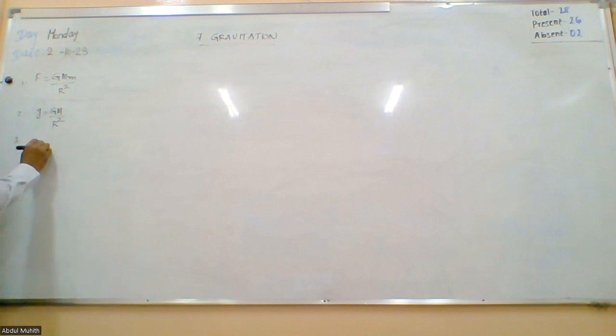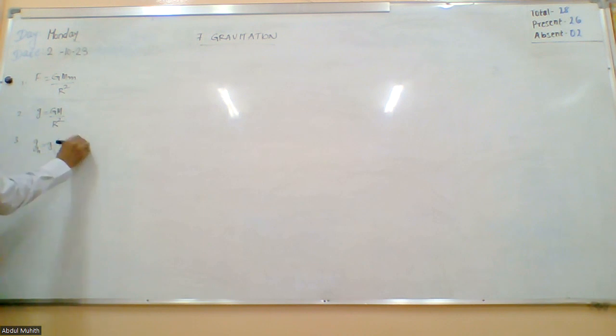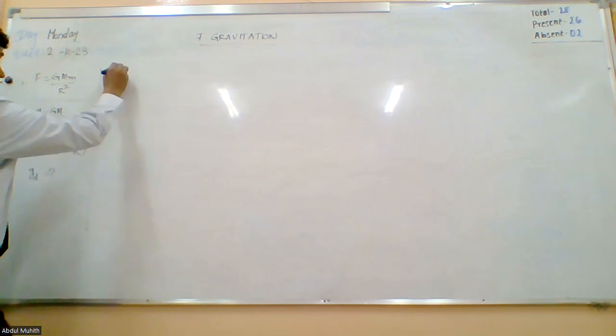g h is equal to g into 1 minus 2h by R. That is for the height. And the next one is depth. Okay, g d is equal to how much? We need to find that out. So we'll start with that now.